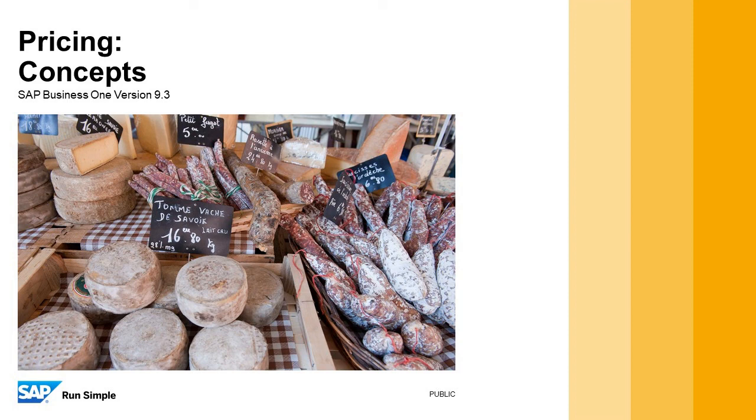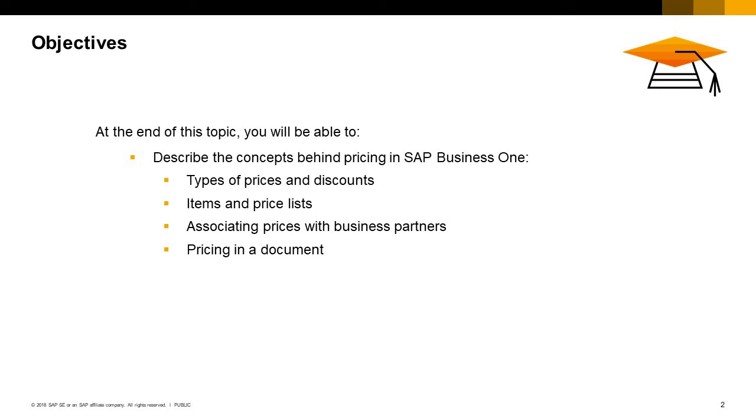Welcome to the topic on pricing concepts. In this topic, we will explore how pricing is handled in SAP Business One. We look at types of prices and discounts that can be set up for items in the system. We talk about items and price lists. We will look at how those prices are associated with a business partner and how the prices are brought into a document.